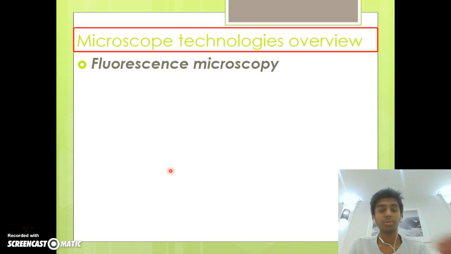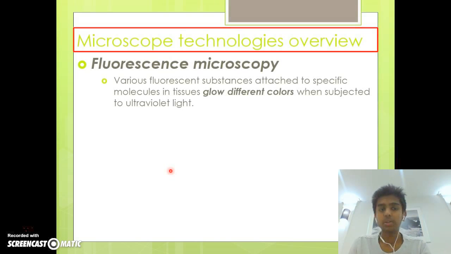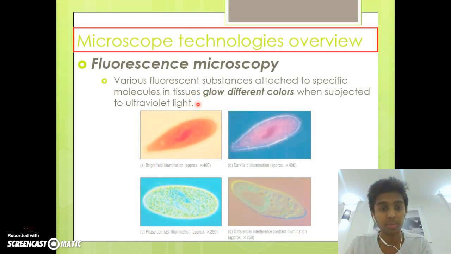So now let's talk about microscope technologies. One type of technology is the fluorescence microscopy. Now it uses various fluorescent substances attached to specific molecules in tissues which glow different colors when subjected to ultraviolet light. Let's look at an example.